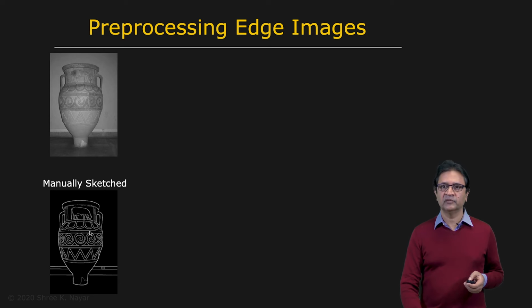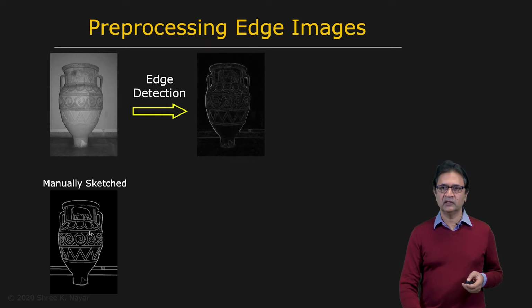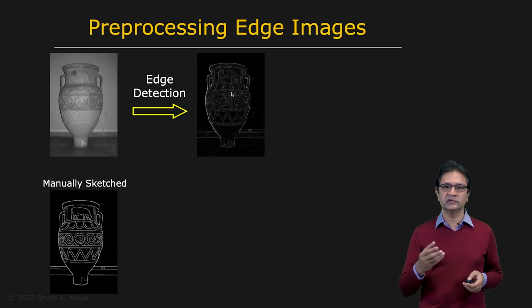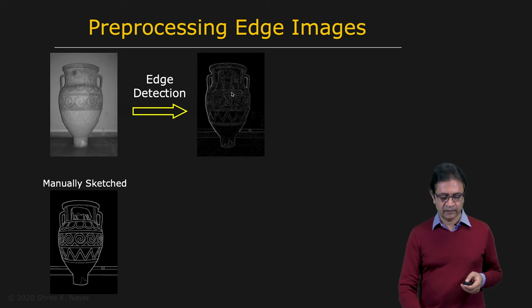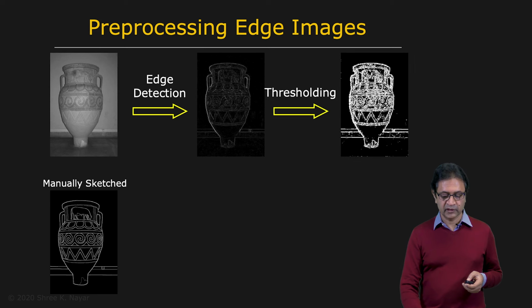It's a hard problem. So what you do first is that you apply edge detection to this image, and you end up with an edge map that looks something like this, where at each pixel you have the strength or the magnitude of the edge. And then you can threshold this to get this binary image.